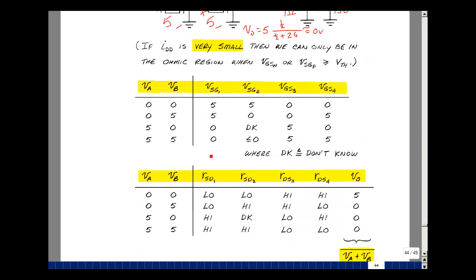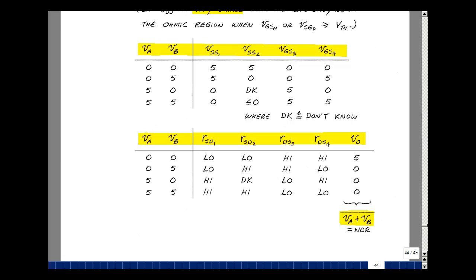Here's what we did with our calculations. I did it here with highs and lows, but again, putting numbers in does make it a lot easier to see where the numbers are going. Given 0, 0 input, I had a 5 output. 0, 5, 5, 0, 5, 5, I had a 0 output. This is the OR function negated, what we call the NOR. This is a CMOS NOR gate.